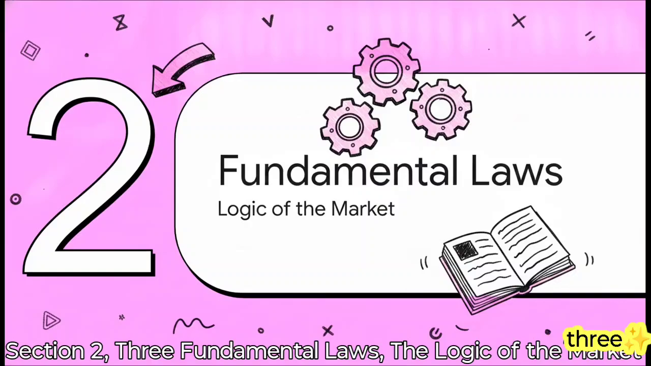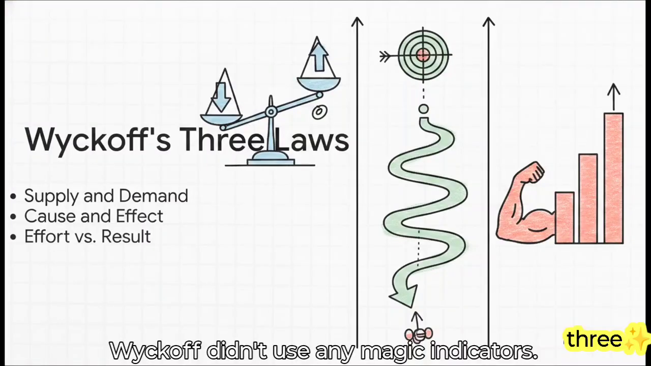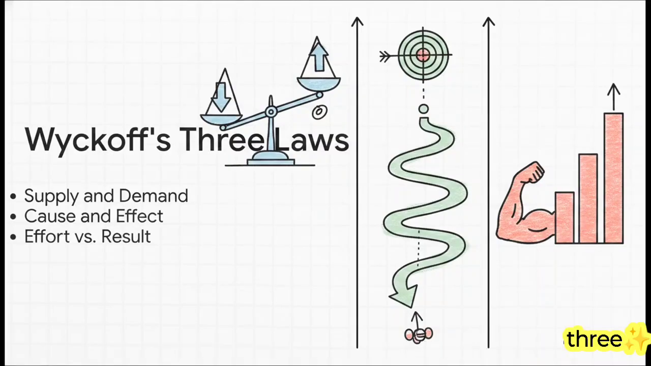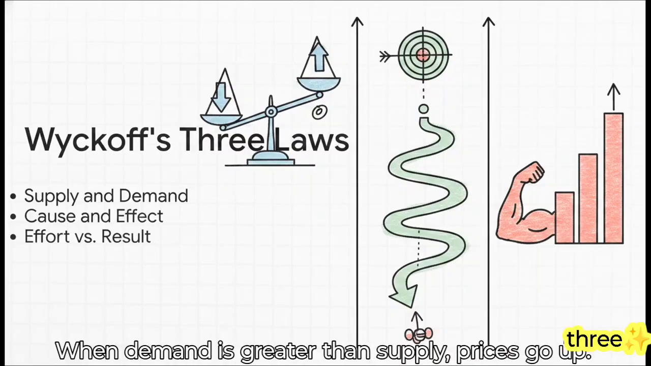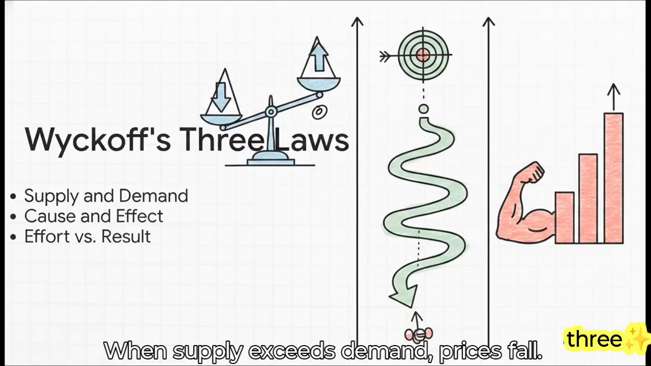Section 2, 3 fundamental laws, the logic of the market. Wyckoff didn't use any magic indicators. He relied on 3 fundamental, deeply logical laws that dictate market intent. First up is the law of supply and demand. This is just basic economics, right? When demand is greater than supply, prices go up. When supply exceeds demand, prices fall.